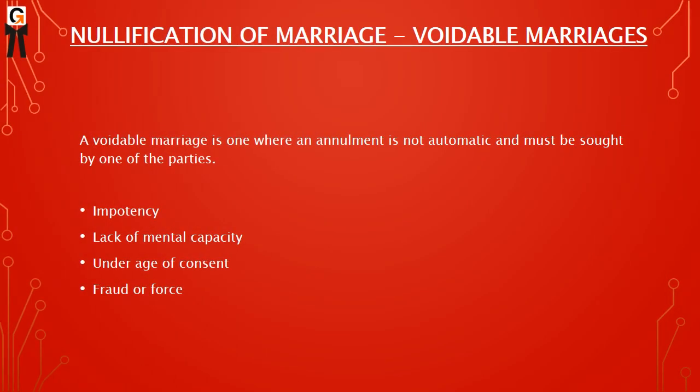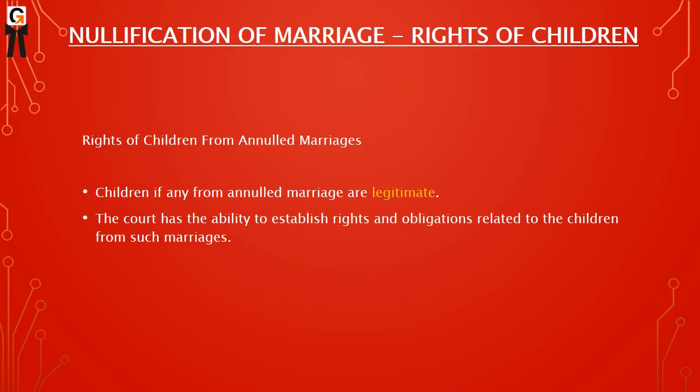A voidable marriage is one where an annulment is not automatic and must be sought by one of the parties by approaching the courts. The grounds are impotency, lack of mental capacity, underage consent, fraud or force. So what are the rights of children, if any, from annulled marriages? Children, if any, from an annulled marriage are legitimate. The court has the ability to establish rights and obligations related to the children from such marriages.